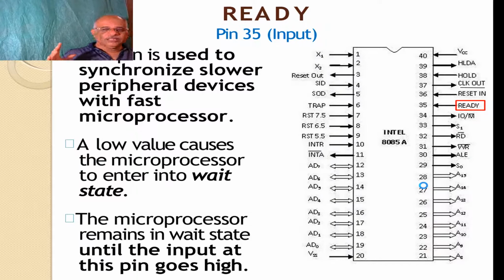Now, whenever the external or peripheral device wants to communicate with the microprocessor, the speed of the microprocessor is high and the speed of the peripheral device is low. So there must be certain synchronization.